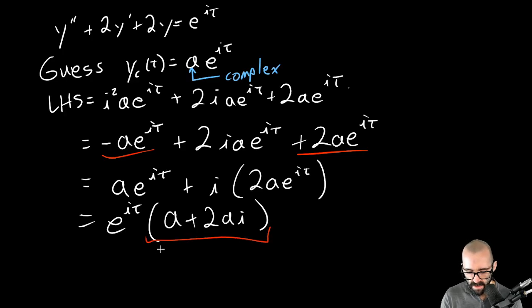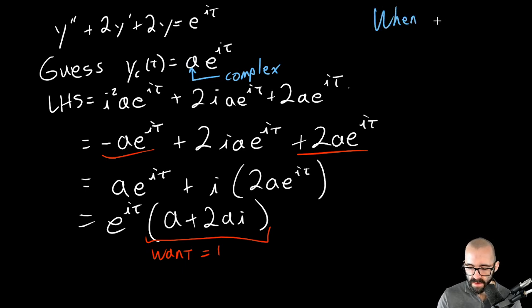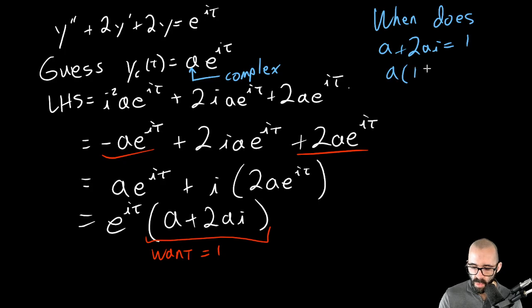What do we want? We want this to equal 1, because if this is equal to 1, then we equal the right-hand side. So when does that happen? Let's go off to the side. When does a plus 2ai equal 1? Well, we can factor out an a. That's when 1 plus 2i times a equals 1, or when a is 1 over 1 plus 2i.